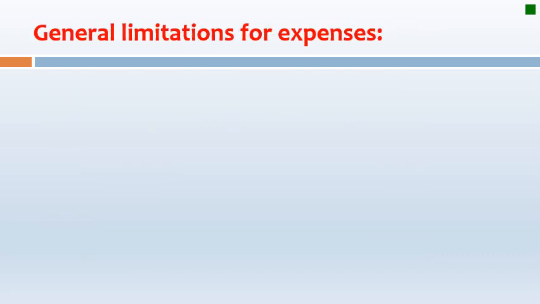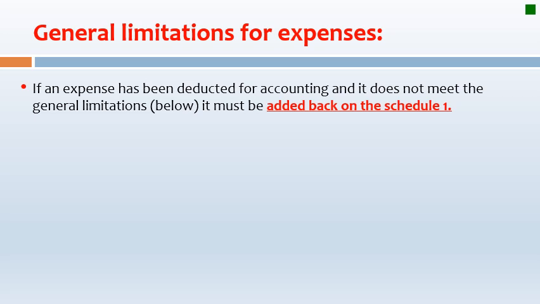All right. I'd like to talk about expenses now and general limitations that are put on expenses that are incurred for tax purposes and their deductibility. So if an expense has been deducted for accounting purposes, but it doesn't meet general limitations for tax purposes, it has to get added back on the Schedule 1. And this is going to be a very common thing that we do when we're doing our T2S1 reconciliation.